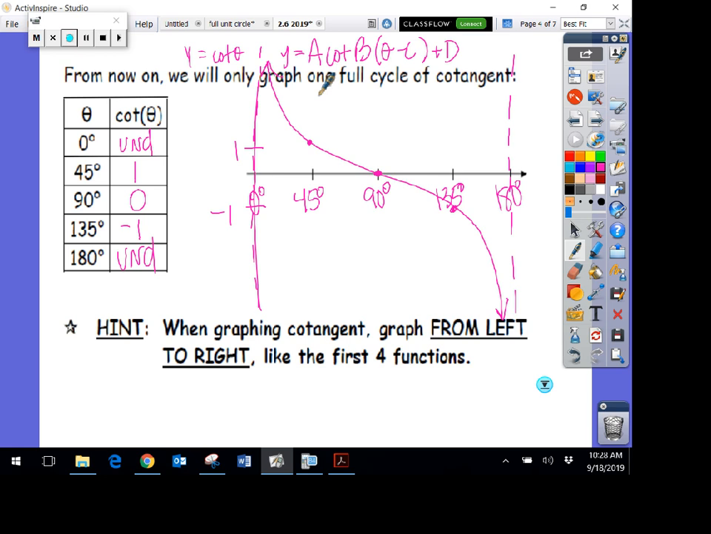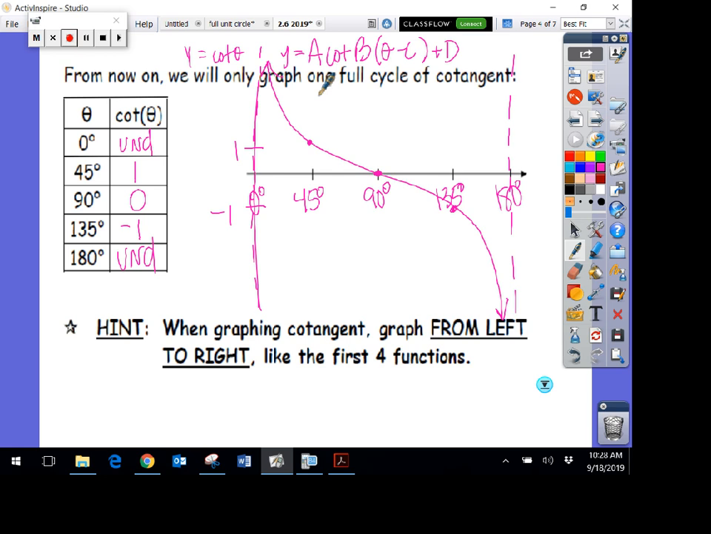Cotangent, our C value, there was nothing there. Nothing is 0 degrees, it's 0. Tangent starts with our C value in the middle. Tangent's the only one that starts in the middle. Everything else, sine, cosine, secant, cosecant, and cotangent, all 5 of those start on the left. Your C value is on the left. With tangent, your C value is in the middle.